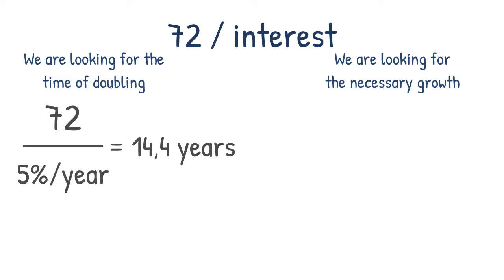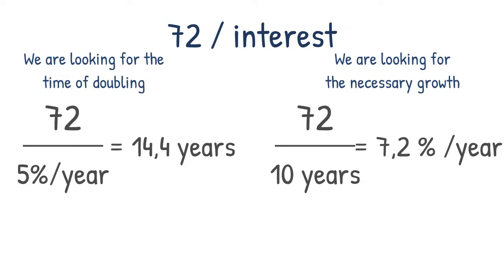You have, for example, 10 years to achieve a given goal. You can easily calculate that 72 divided by 10 years equals 7.2% per year interest must be a minimum to achieve this goal.